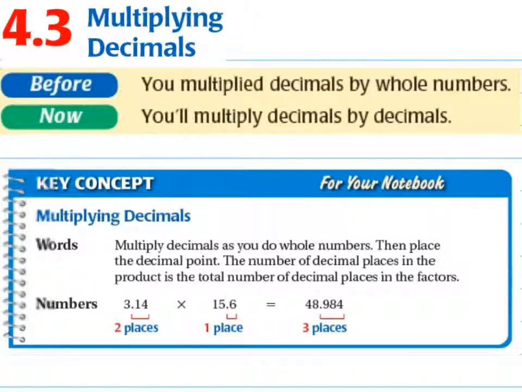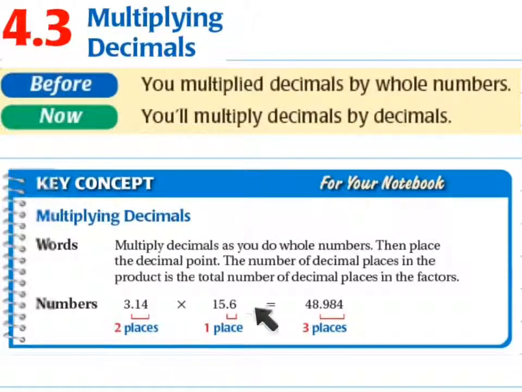So let's go ahead and read key concepts, multiplying decimals. Multiply decimals as you do whole numbers, so it's the same process. Then place the decimal point. The number of decimal places in the product is the total number of decimal places in the factors. So what that means is if we have two numbers behind the decimal, that's two places that we're going to have to move it, just like we did with whole numbers.